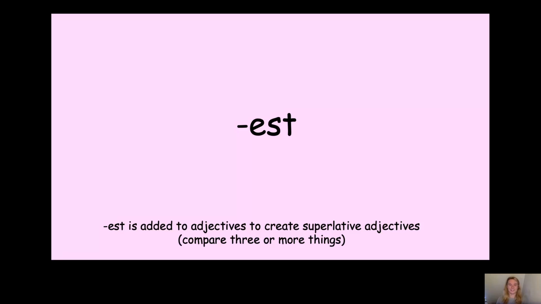Well done, fantastic. So est is added to adjectives to create superlative adjectives. So that's comparing 3 or more things. So you might have 3 dresses and you could say, the blue dress is the prettiest dress I have. Okay, so you're comparing the 3 dresses you have, and you're saying that the blue is the prettiest one you have.